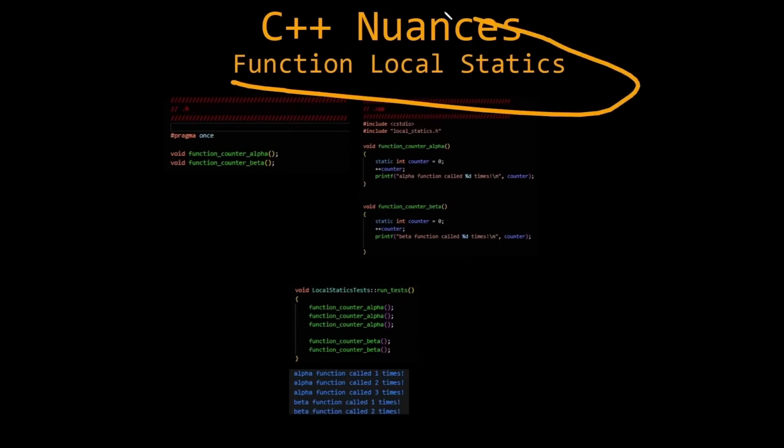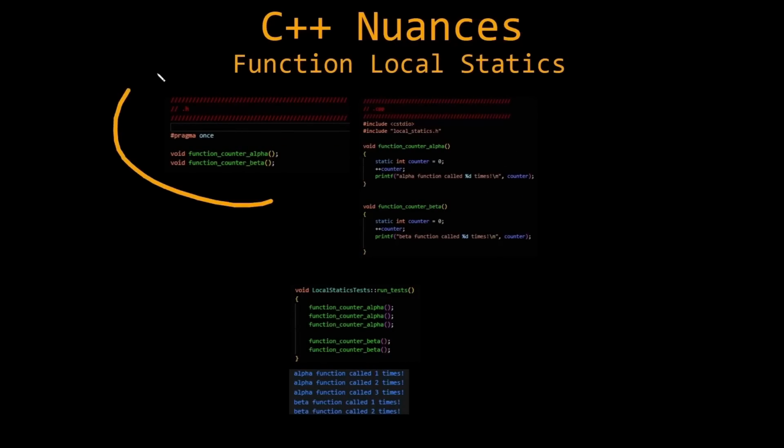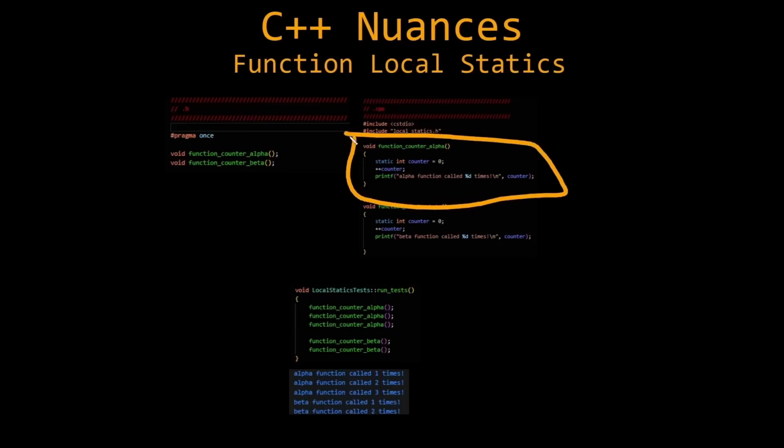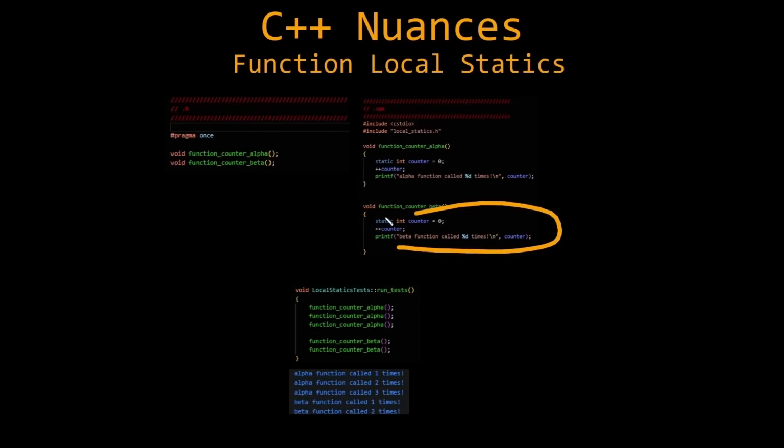Then there's also function local statics. So here I have a header file with two functions. There's an alpha function and a beta function, and it just counts. And inside of this function, we have a local static to that function. It's a counter. We increment it every time the function is called, and this is saved basically associated with this function. Same thing with this beta function. Has a counter, increments the counter every time it's called, and prints out the current count.